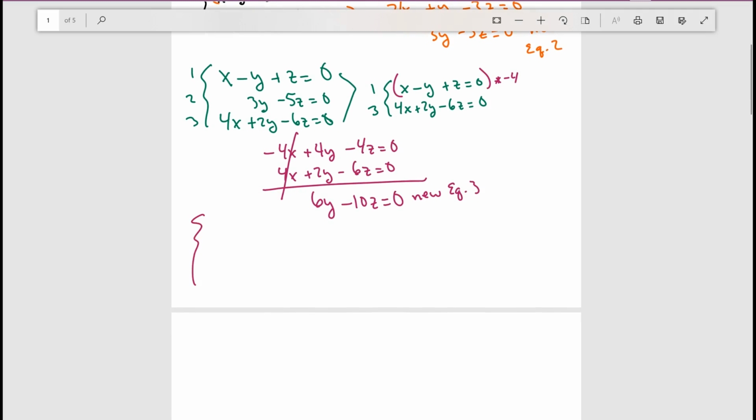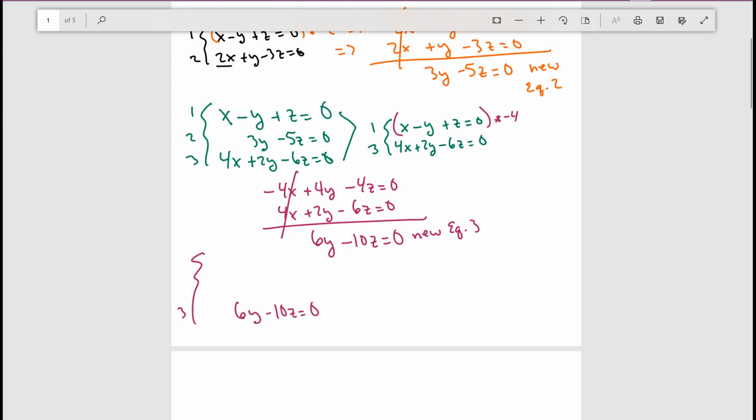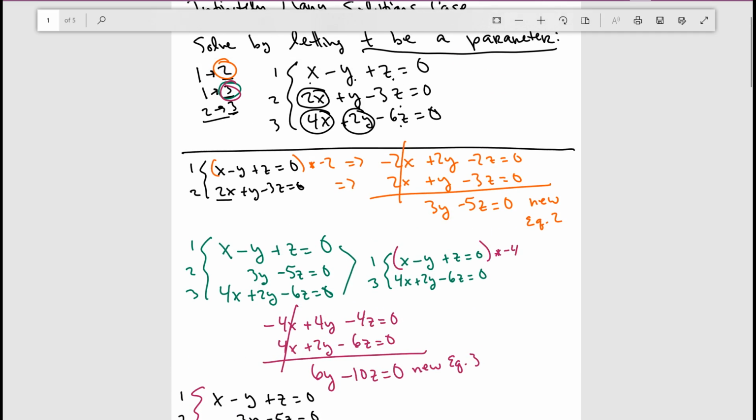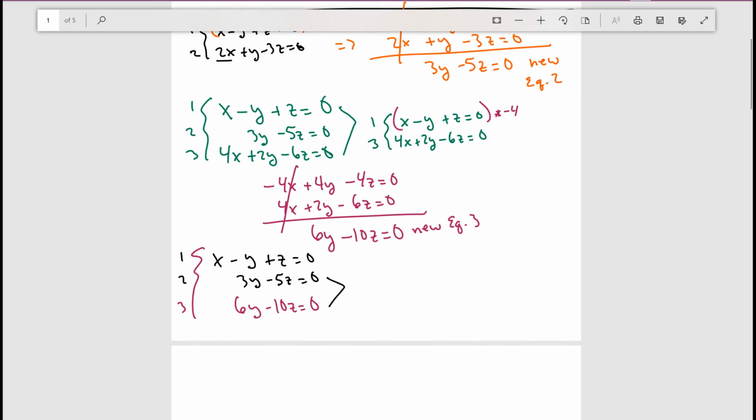All right, so let's write it out. New equation number 3 is going to be 6y minus 10z equals 0. And then 1 stays the same, x minus y plus z equals 0, and 2 is going to be 3y minus 5z equals 0. So now the last thing that I want to do is use 2 and 3 to create a new 3. I'm going to use these two.